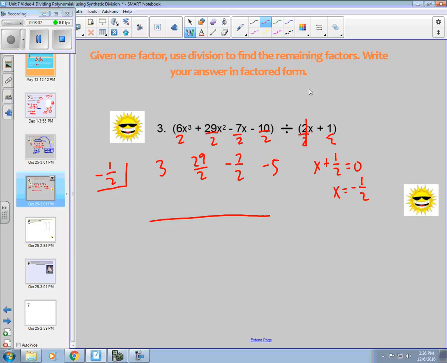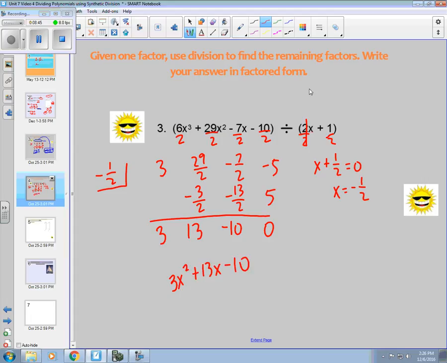So do the synthetic division. We got 3. 3 times negative half is going to be negative 3 halves. We want to add these up. 29 minus 3 is 26. So we get 26 halves. 26 divided by 2 would be 13. Multiply again. That's going to be negative 13 halves. Add these up. Negative 7 and negative 13 would be negative 20 over 2. Negative 20 over 2 is going to be the same as negative 10. Multiply again. That would be positive 5. Remainder 0. So we get 3x squared plus 13x minus 10.